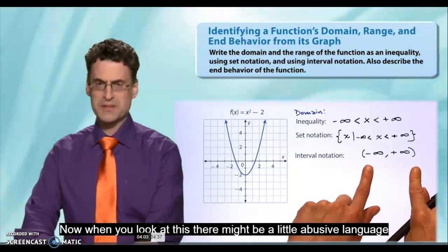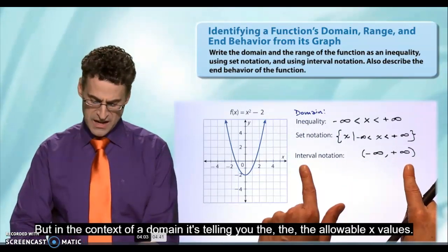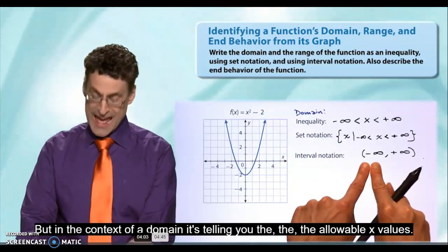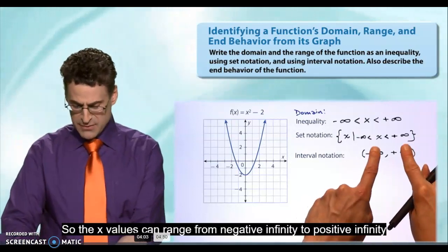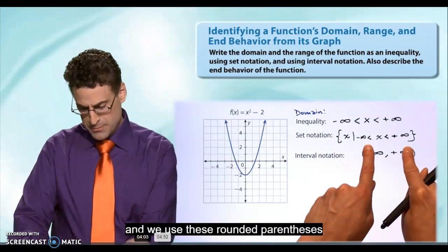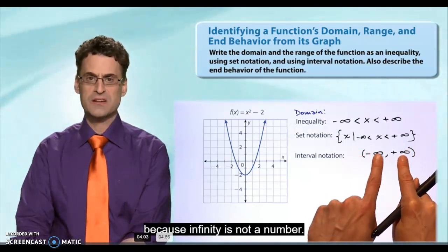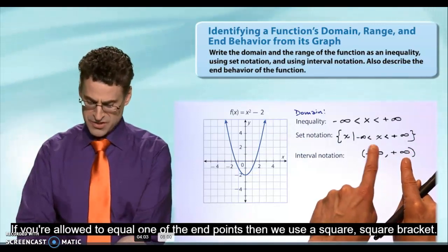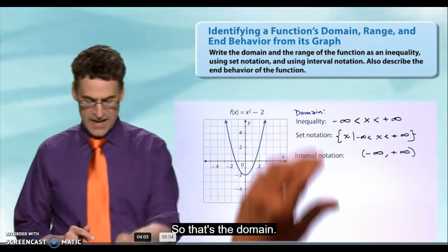Now, when you look at this, there might be a little abuse of language if you remember that this is how you also write ordered pairs. But in the context of a domain, it's telling you the allowable x values. So the x values can range from negative infinity to positive infinity, and we use these rounded parentheses because we can't actually equal either of those because infinity is not a number. If you're allowed to equal one of the endpoints, then we use a square bracket, and we'll see that in the next examples. So, that's the domain.